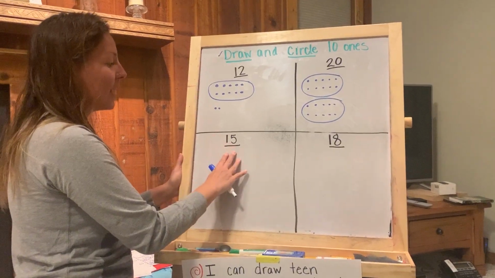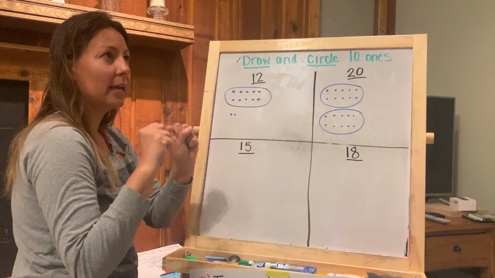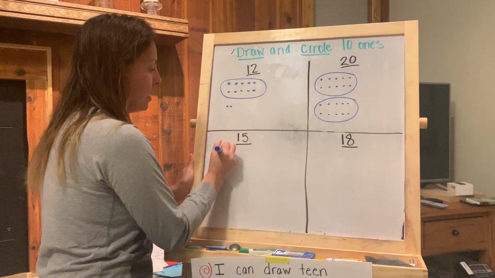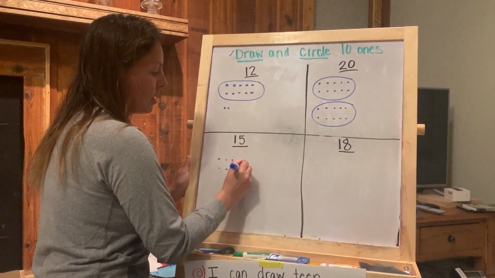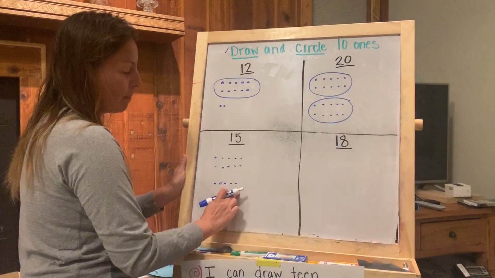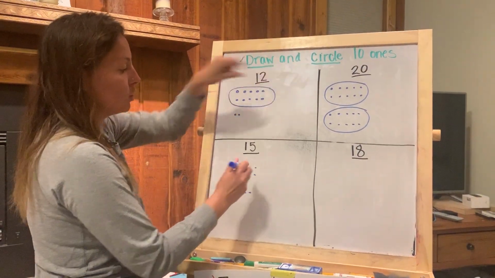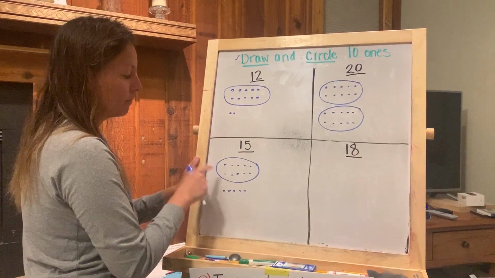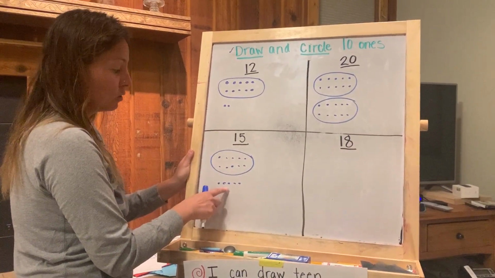All right, the next one I have is the number 15. I know when I'm playing the pushing 10 game, it's going to be 10 and 5. So I'm going to go ahead and make my 10, and then I add on my 5 more. Remember, I did the first thing. I still have to go back and circle my group of 10. I do not circle the leftover, okay? So make sure of that.